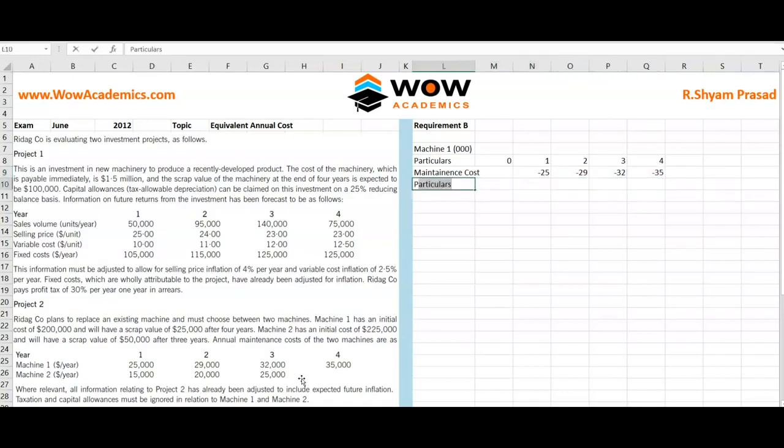Then we'll move on to the purchase cost. Purchase cost is a negative number and for machine 1 it is going to be 2 lakhs. So we take it as 200 and we have a scrap value. The scrap value will occur at the last year and that is going to be a cash inflow. The cash inflow is 25,000, so we'll take it as 25. Done. So we'll compute the cash flow.